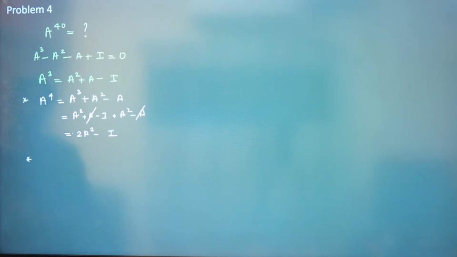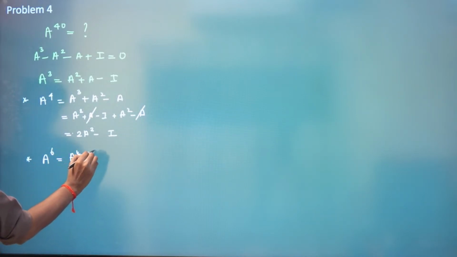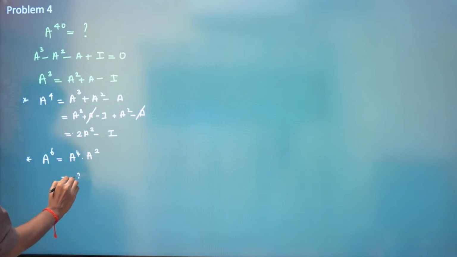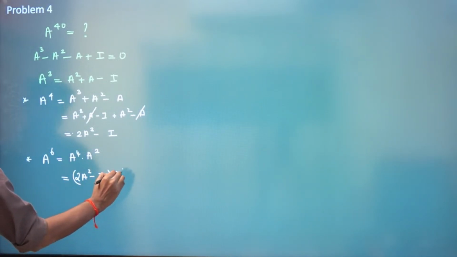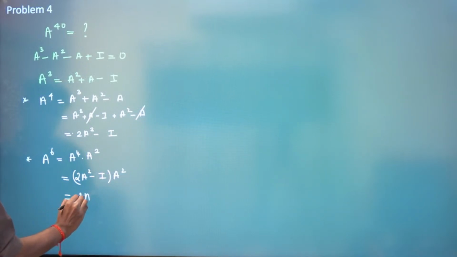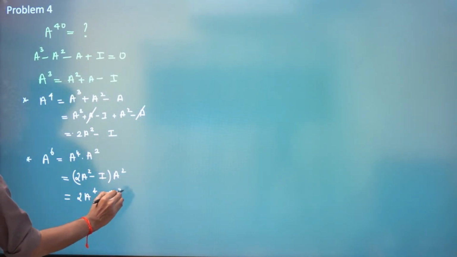Can we find A power 6 now? So A power 4 into A square. So what is A power 4? It is 2A square minus I, into A square. So we have 2A power 4 minus A square.